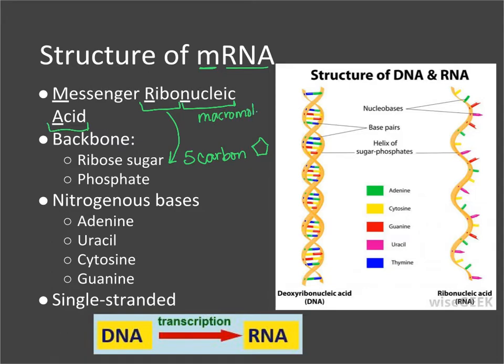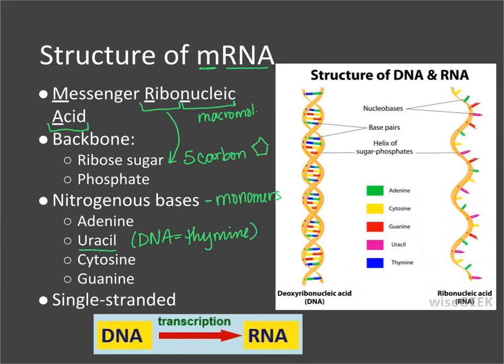And remember that macromolecules like DNA and RNA, like our nucleic acids, are made up of monomers, which are the nitrogenous bases. And then remember, the big difference between RNA and DNA is this base known as uracil. So in DNA, this base would be thymine.